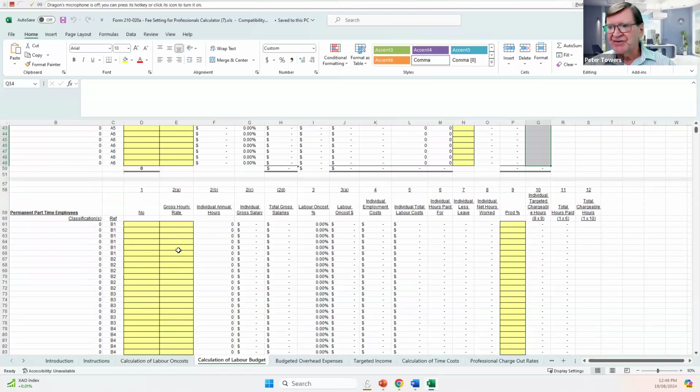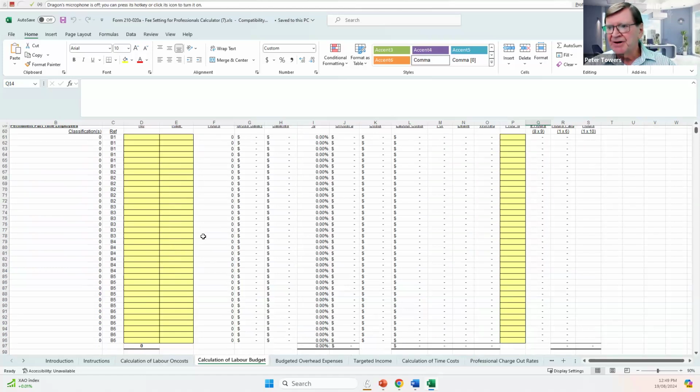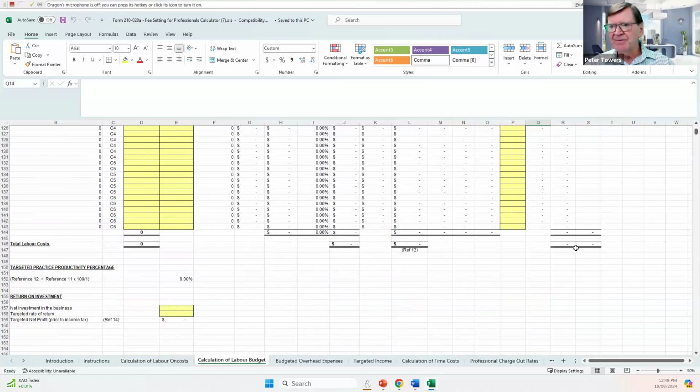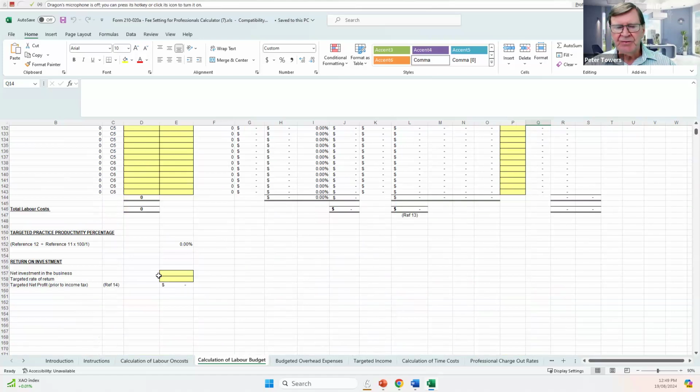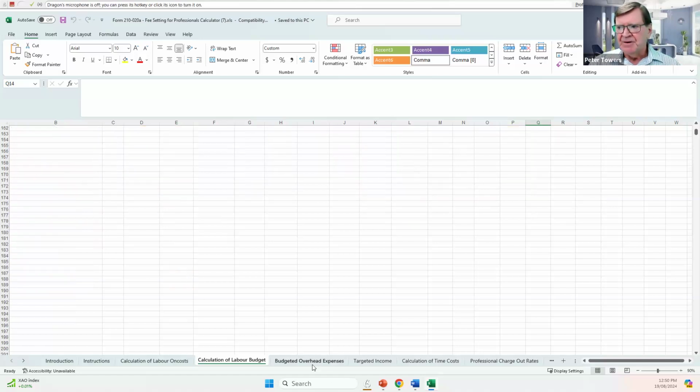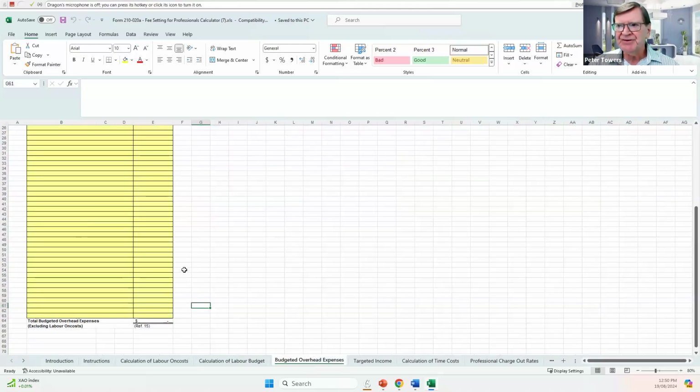Then the system does the same thing on permanent part-time employees and on casual staff and determines the totals. It will determine the total practice productivity percentage, and you can then insert what you believe the investment in the business is, what it's worth, what the targeted rate of return is. In other words, what's the profit? We can then go to the overhead expenses.